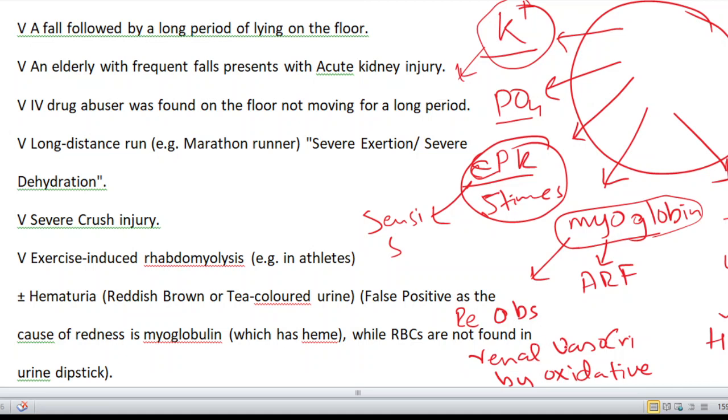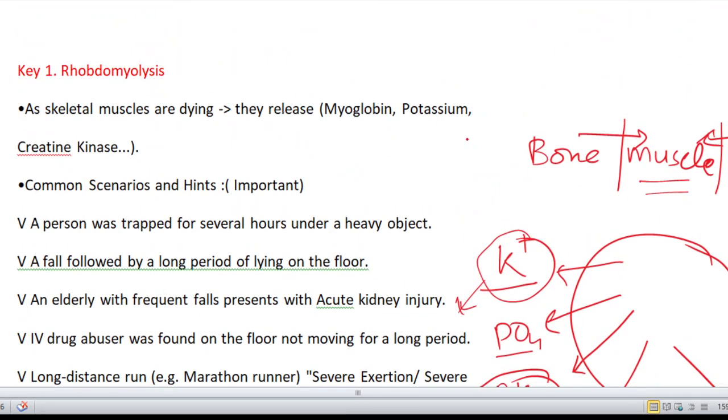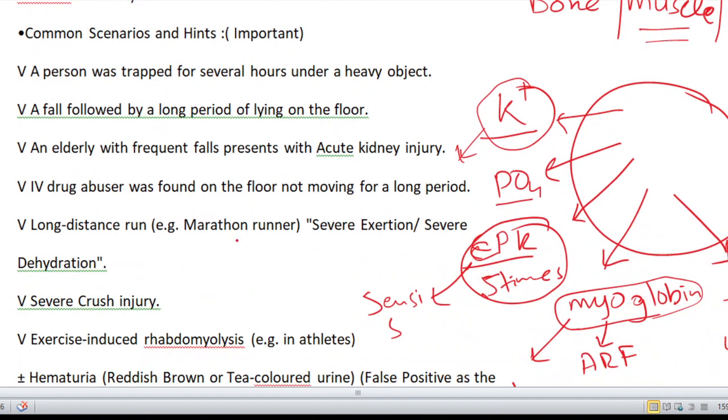Eventually, it will damage the kidneys. Now let's read it out. A fall followed by a long period of lying on the floor. An elderly patient with frequent falls presents with acute kidney injury. Everywhere you can see that the muscle is being pushed against the floor or any rough surface. And then long distance runner, marathon runner, severe exertion; this also applies the same thing.